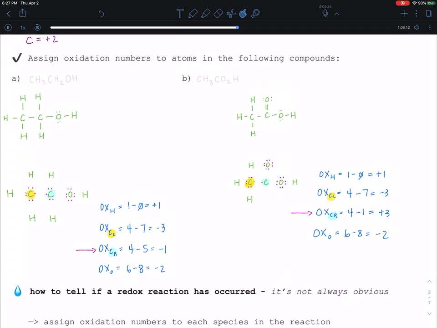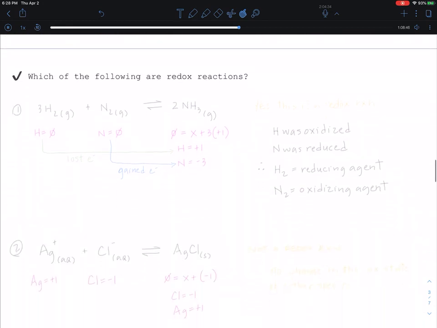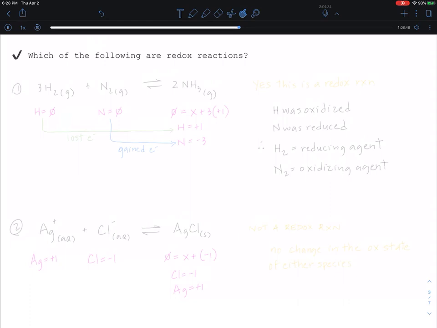What I'd like to do next is figure out how we can tell if a redox reaction has occurred at all, right? Because it's pretty easy to tell when one of your reactants has a charge and you go over to the product side and all of a sudden it doesn't. But it's a little harder to tell when nothing has charge and you're trying to figure out if a redox reaction happened in the first place. So this is where assigning oxidation numbers to atoms in compounds is going to come in handy for us. So let's see how to tell if a redox reaction has occurred.